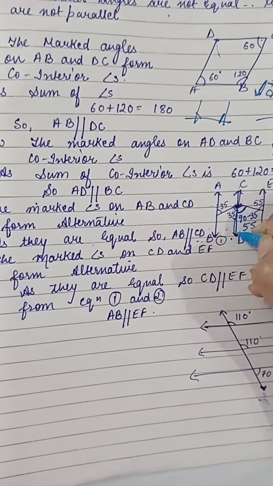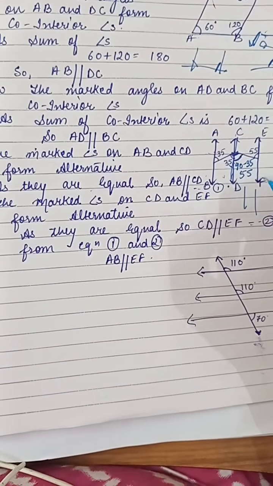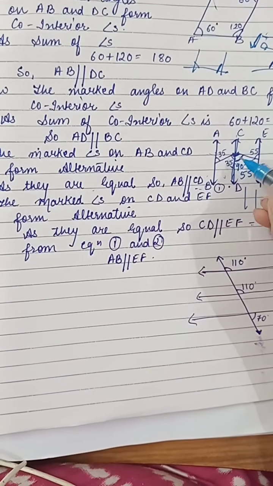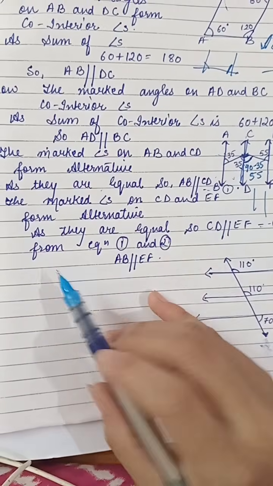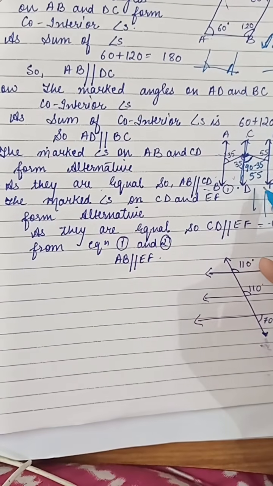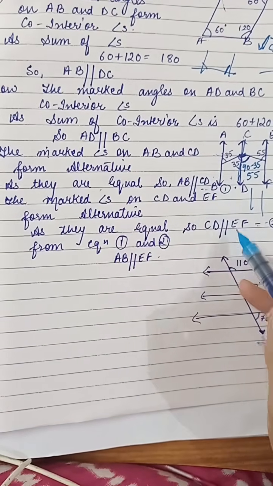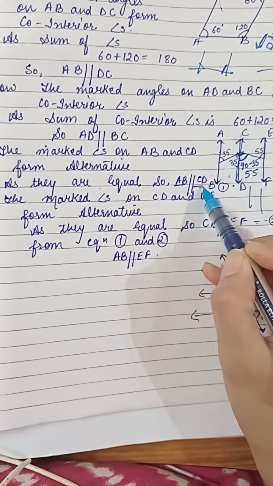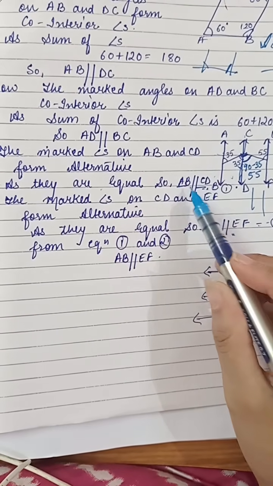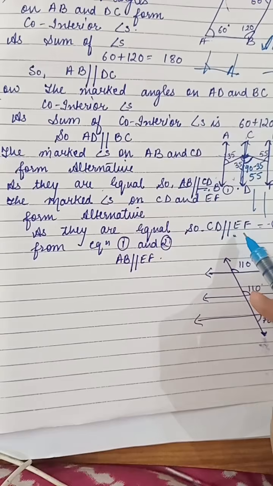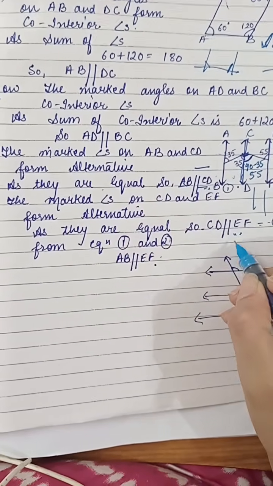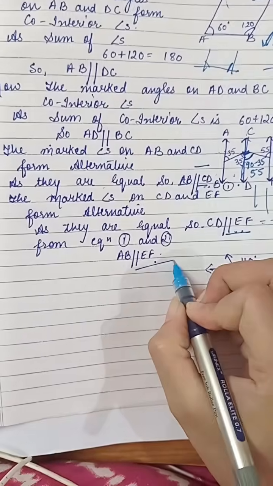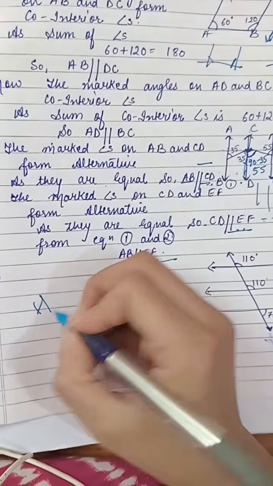Now again on CD and EF, what will be the alternate angle, and they are equal also, 55 and 55, so they are parallel lines. Okay, and from these two I am getting, see, AB is parallel to CD and CD is parallel to EF, then automatically AB will also be parallel to EF. So I got 3 pairs, first pair, second pair, and this is the third pair. Part C will be the homework.